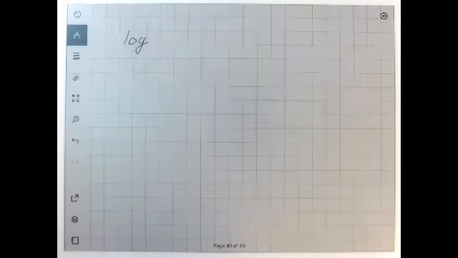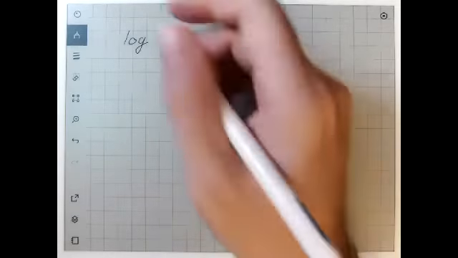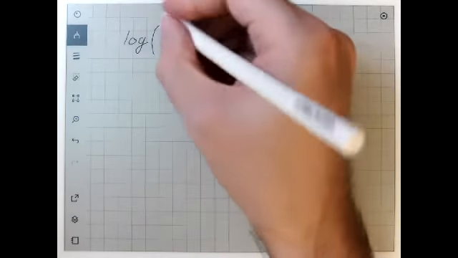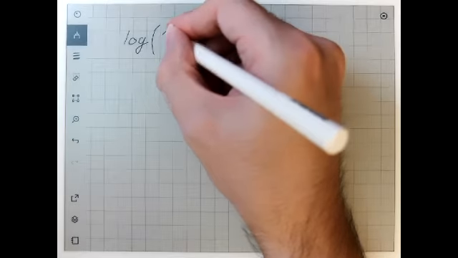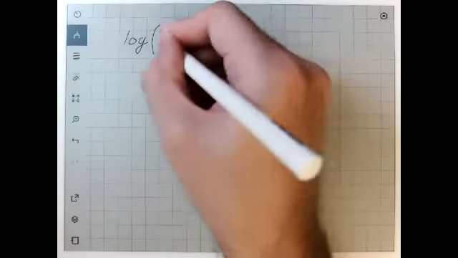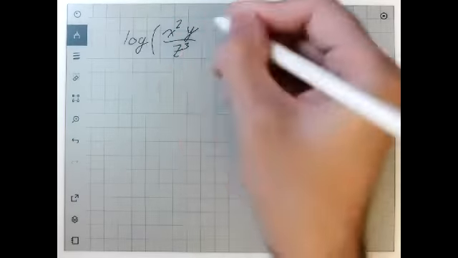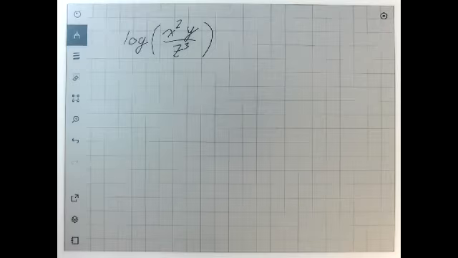All right, so I'm going to work with the common log base 10, just because I'm lazy and using log base 10 means I don't have to write a subscript, but this will work for any log. So let's consider the expression the log of x squared y over z cubed. There's a lot going on inside this argument.